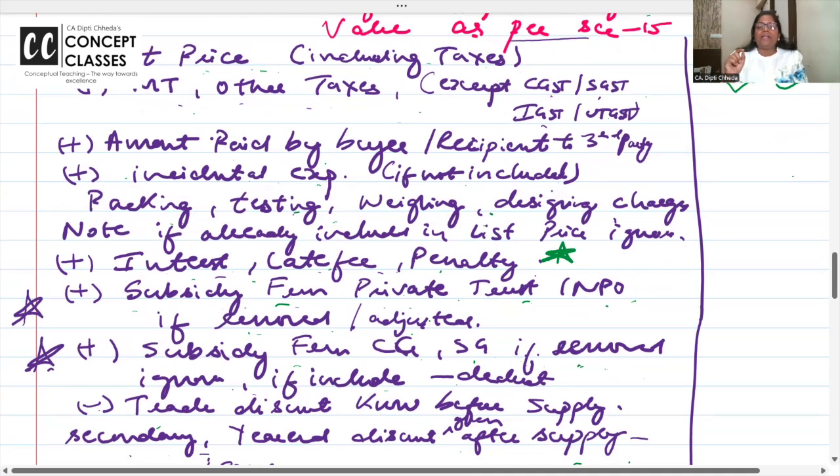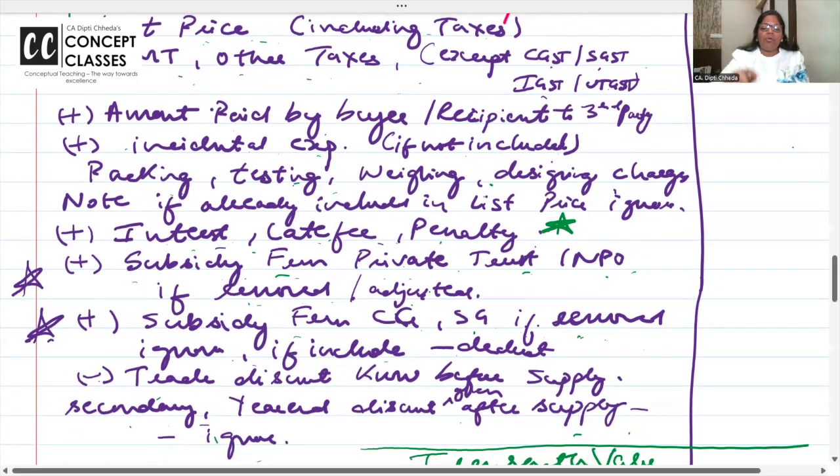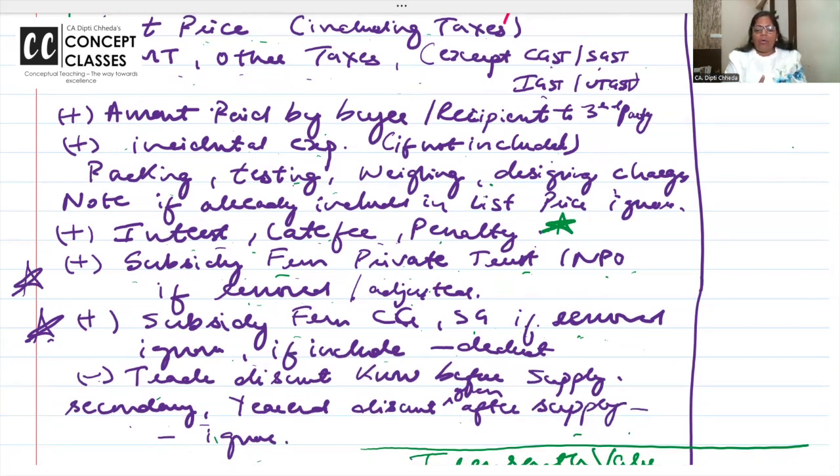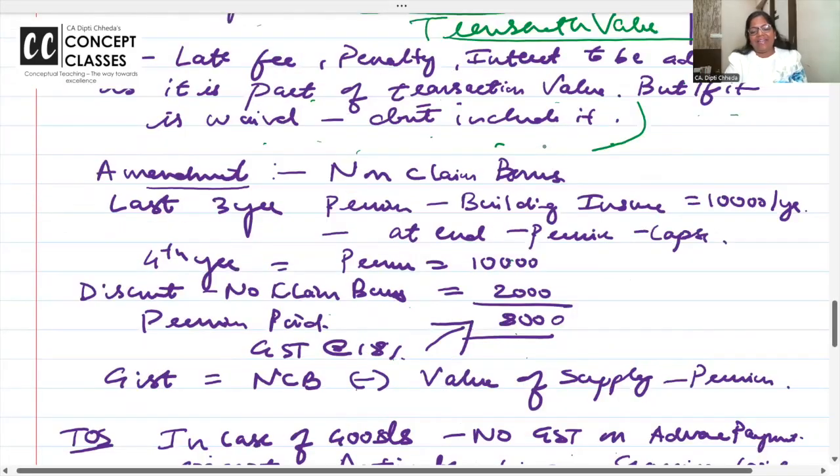Add interest, late fees, penalty if not waived. Subsidy from private trust, if removed or adjusted, add back. Subsidy from central government, if removed, then ignore. If subsidy from central government is already removed, then ignore. If it is included, you deduct it. So minus sign will come here. And the trade discount before supply and all that will be deducted. But secondary discounts and year ending discounts are not deducted, right? And no claim bonus I have told you.